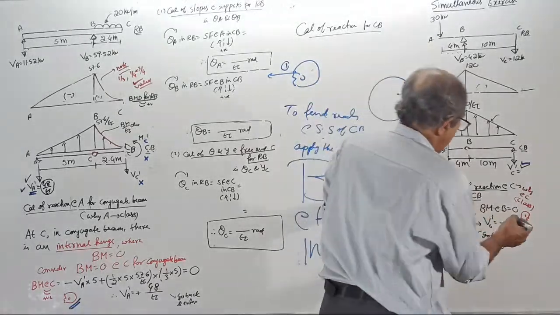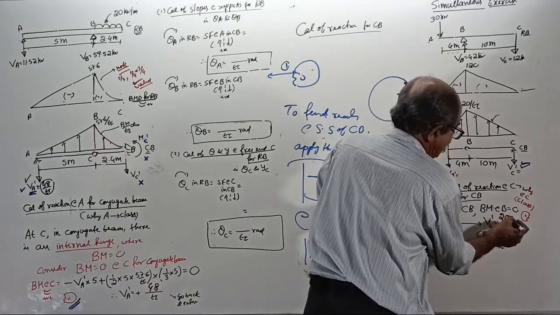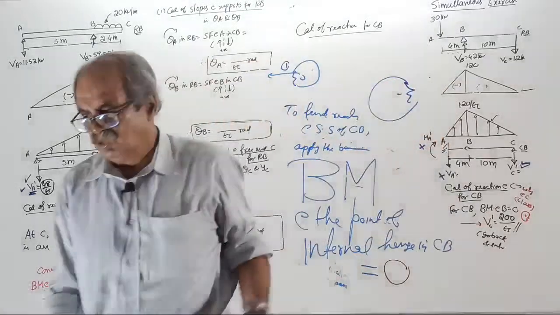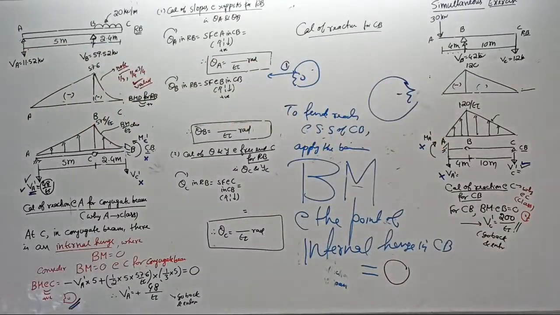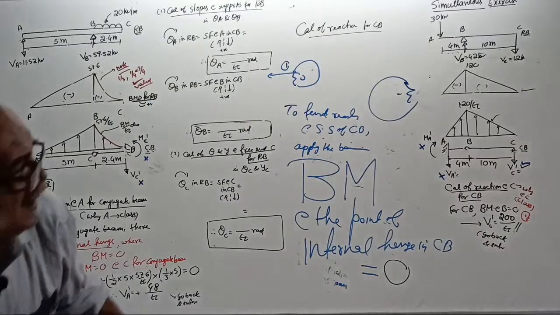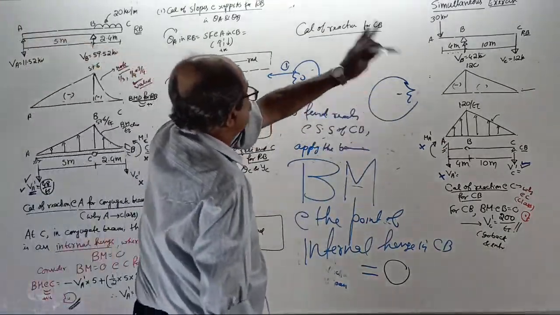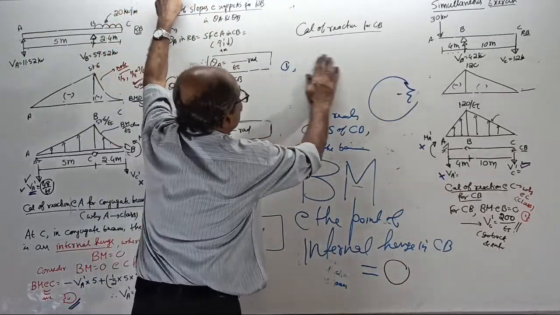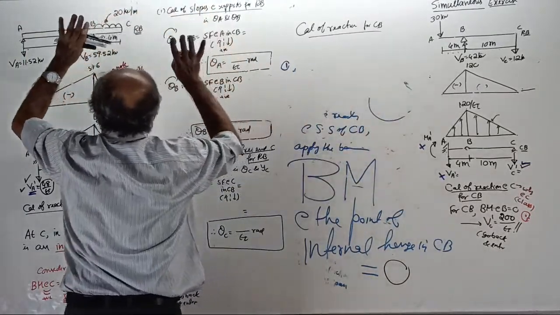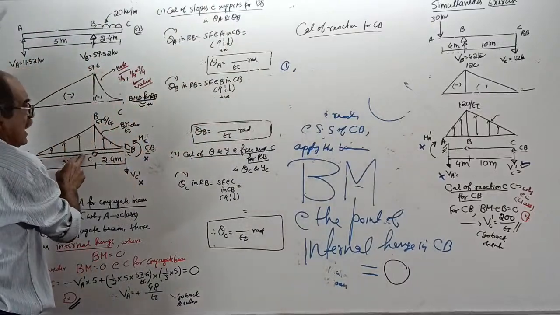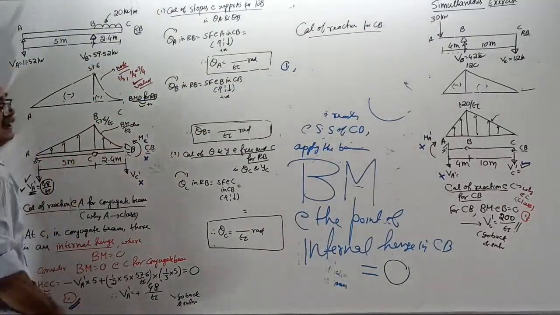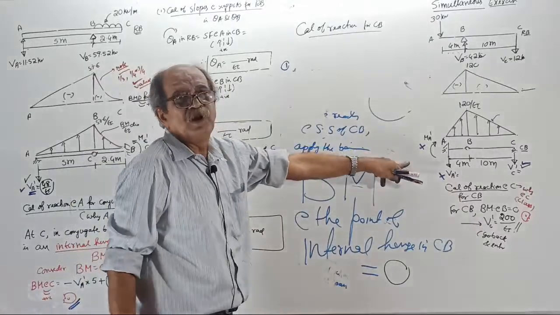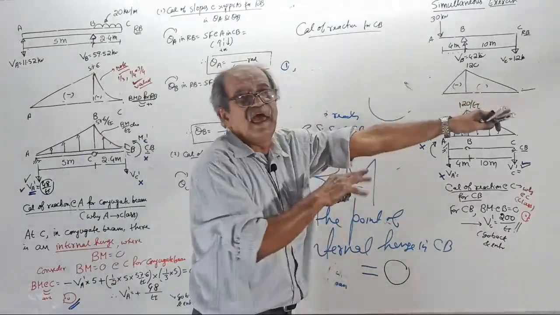That reaction has to come 200 by EI. It will come, don't worry. It will come 200 by EI. Okay, now I will leave that question for you to complete. Okay, start. Now remember, make a note. We found for the conjugate beam the left side reaction. Here we found for the conjugate beam the right side reaction.